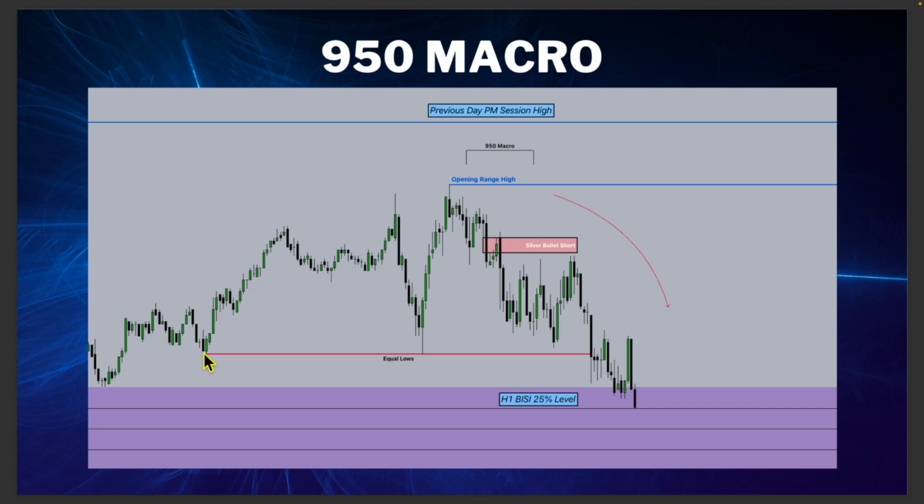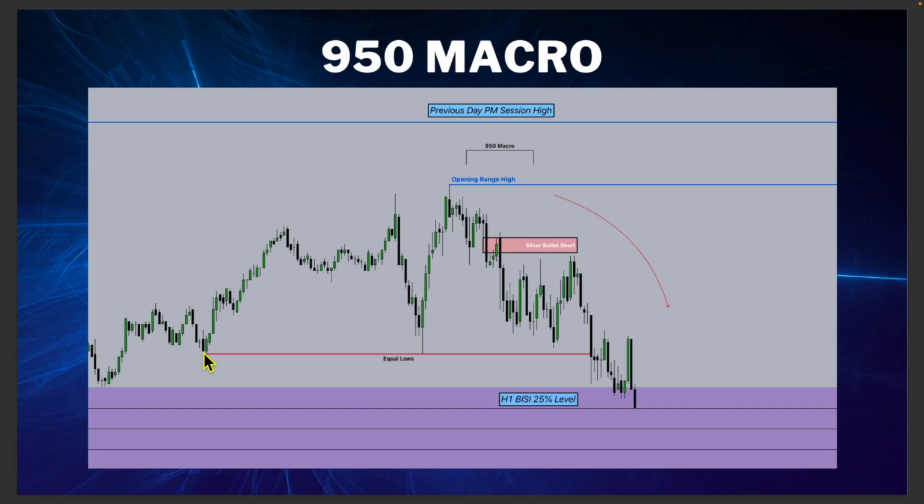So 950 macro, what do we expect? This is where we expect to see the inception of a setup for us, right? This is your silver bullet short right here, right after 10 a.m. Market structure shift, fair value gap, targeting sell side, and this hourly inefficiency.